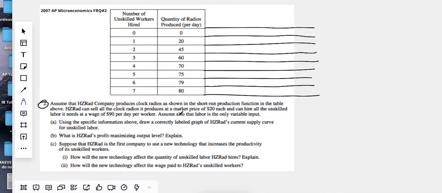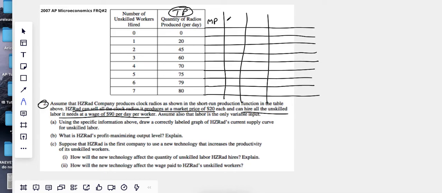Read number 2, short run, underline what's important. They can sell all the radios at $20. They can hire all the unskilled labor it needs at $90. What we know is they've given us total product here. For the tables for labor, they tend to always give us total product, number of unskilled workers. If they give you total product, you can be sure you need to find marginal product. We're going to multiply that by the price of the good. They give us that. That's going to give us our marginal revenue product.